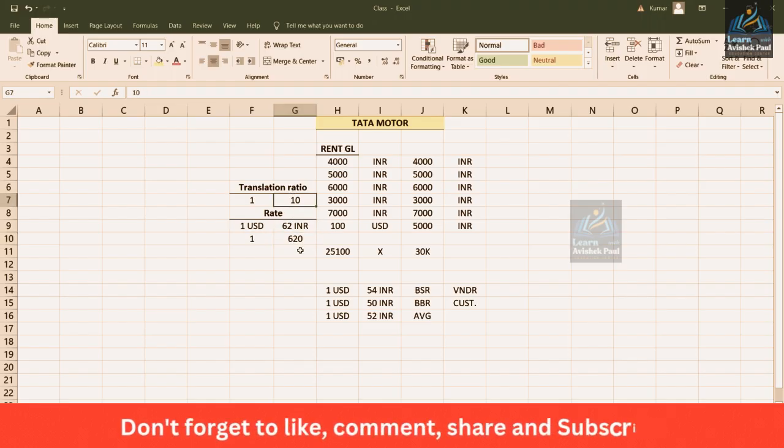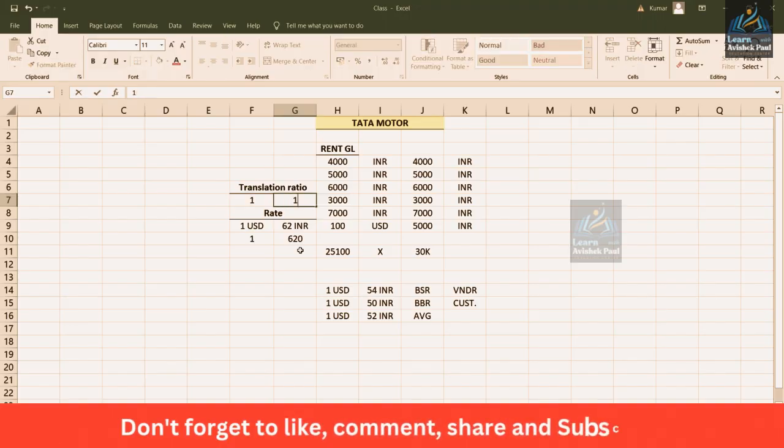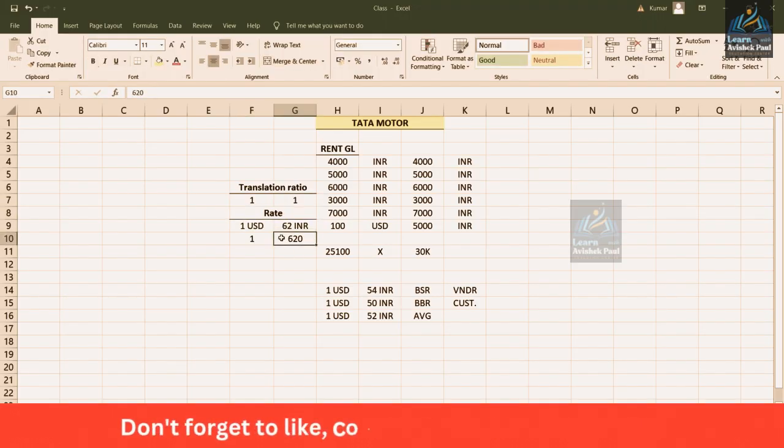So now the question is, what is the need of specifying 1:10? 1:1 was quite simple, and we are getting our currency value exactly, so there won't be any issues. Better to specify 1:1 itself, so that 1 USD equals 62. But yes, there is a need, guys.